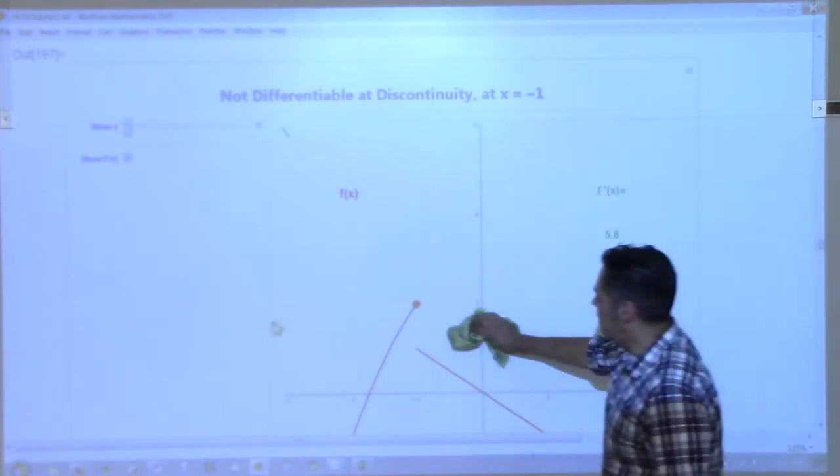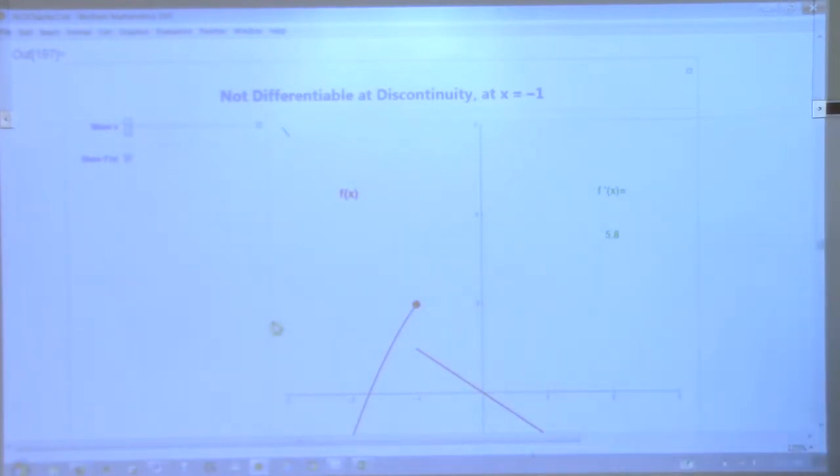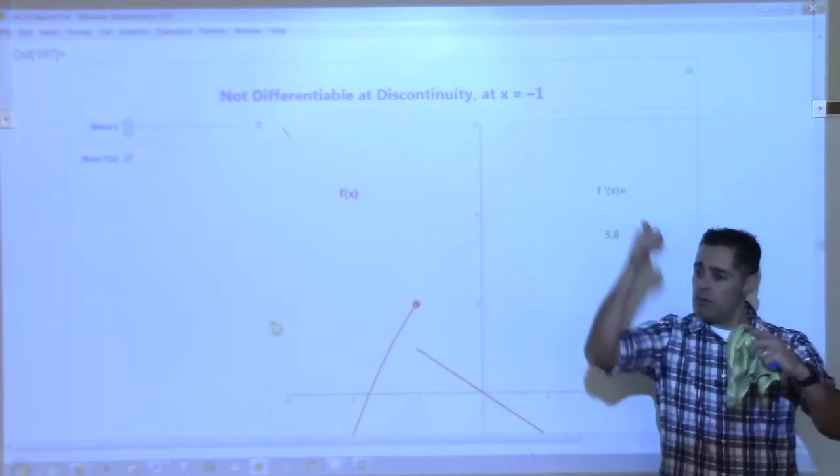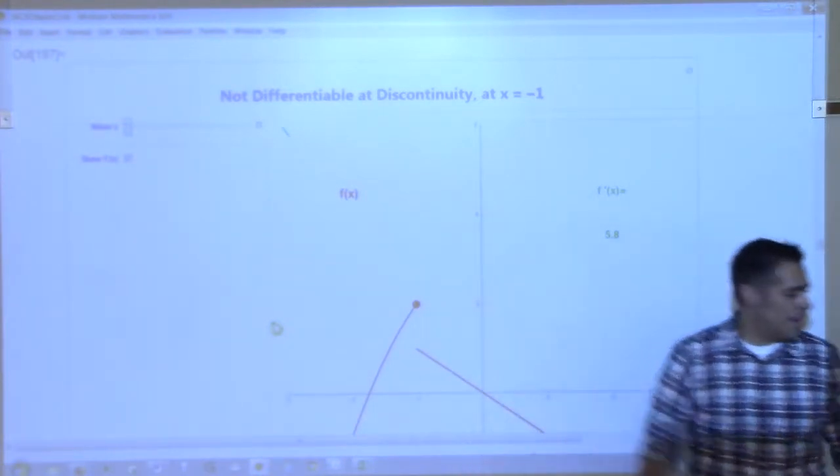All right, what about this? This graph right here, here's a function, and we have a problem with the derivative because we have a jump in the graph. In the original function, we have a jump. So if we have a corner, we know we have a problem. If we have a jump in the graph, we have a problem.